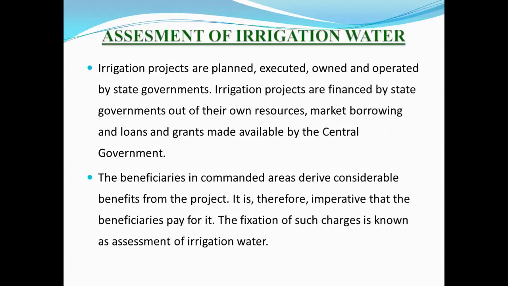Next is assessment of irrigation water. Irrigation projects are planned, executed, owned and operated by state governments. They are financed by the state governments out of their own resources, market borrowing, and loans and grants that may be available from the central government. The beneficiaries in the command area derive considerable benefits from the project, so it is imperative that the beneficiaries pay for it. The fixation of such charges is known as assessment of irrigation water.